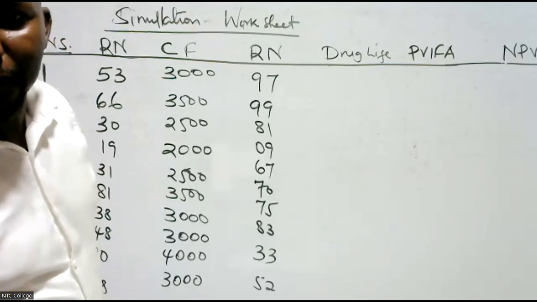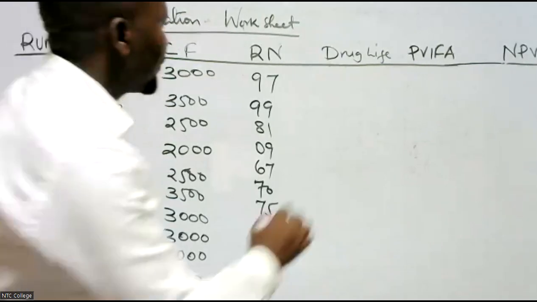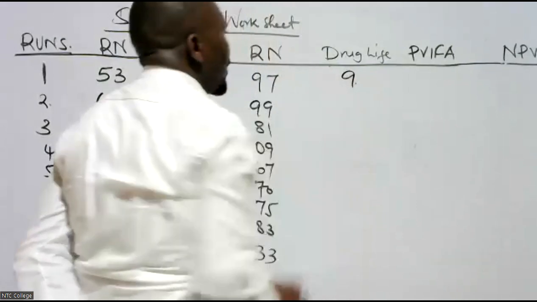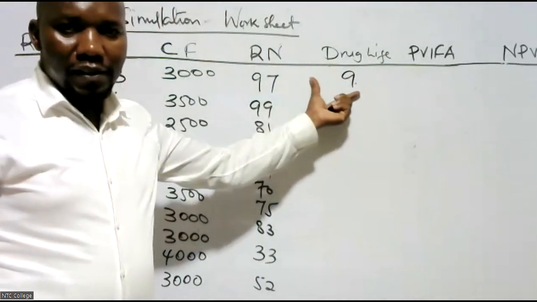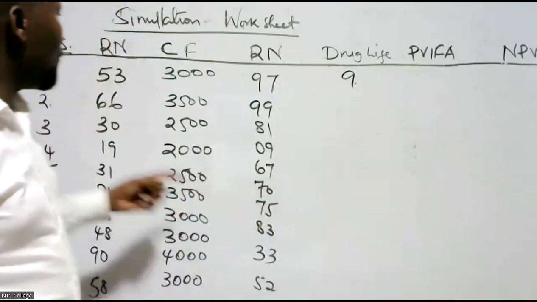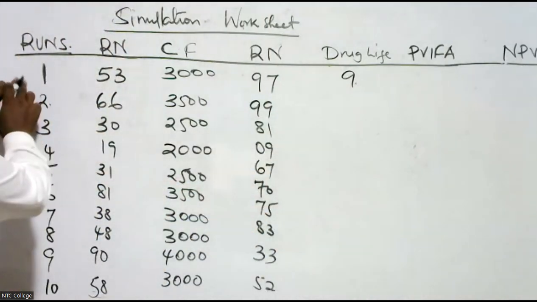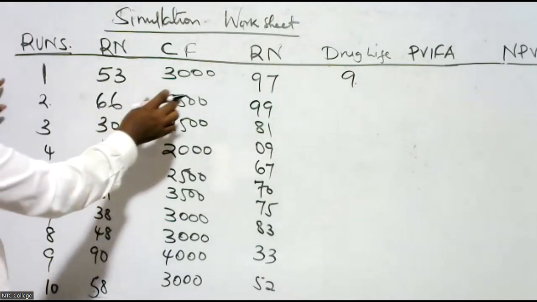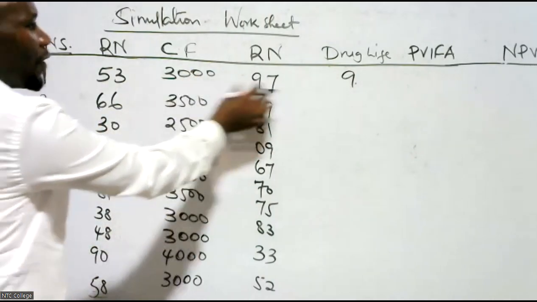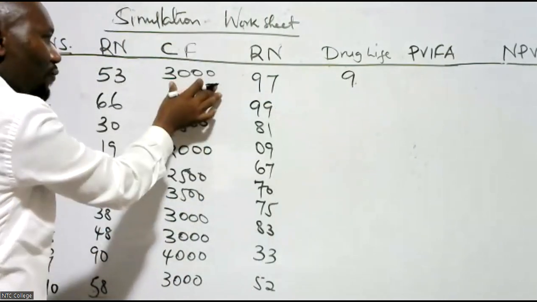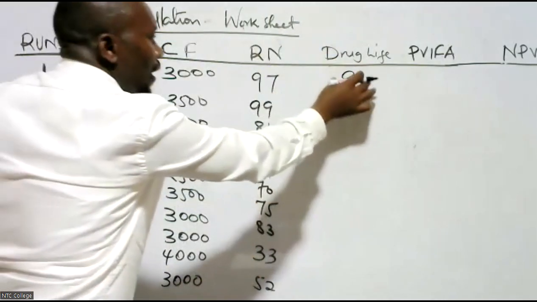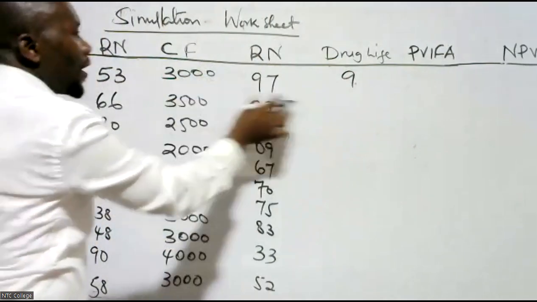What are you getting? 9. The first one is 9. So that means that this drug will last for 9 years. So if we were to do the first one, we shall consider our cash flow to be 3,000 for the next 9 years. Every year, 3,000, because these are annual cash flows, and the drug will last for 9 years, giving us this cash flow for 9 years.